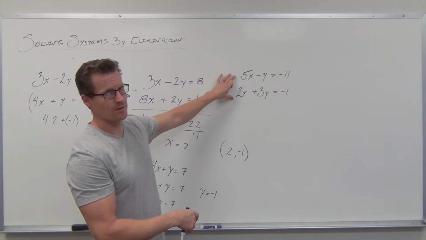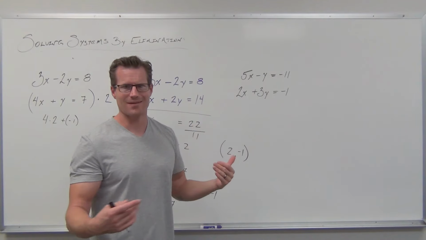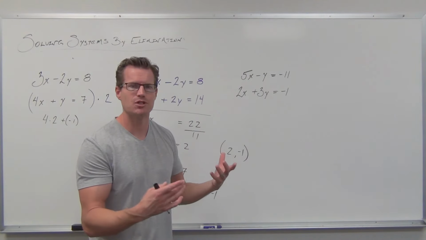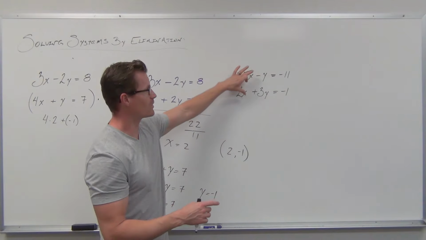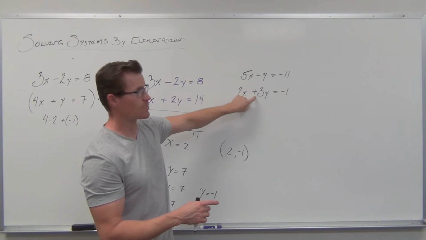The x's aren't it here. If you saw the y's and you're like, yeah, it already has the opposite sign, all I have to do is multiply, let's see, if my LCM is 3, that's already 3.